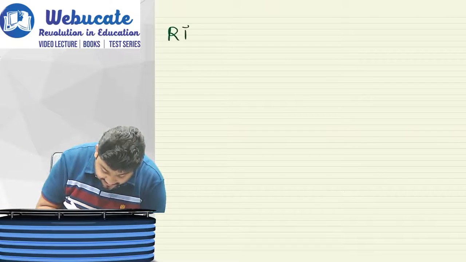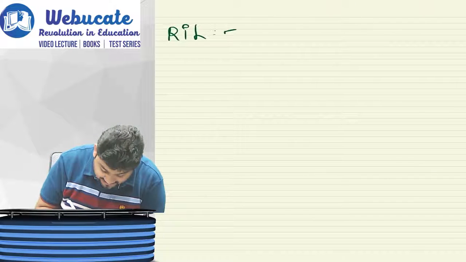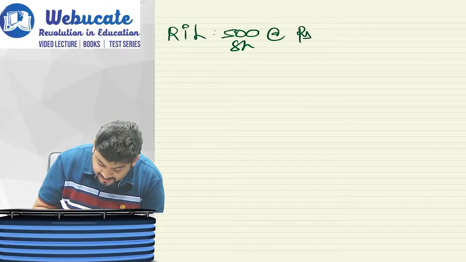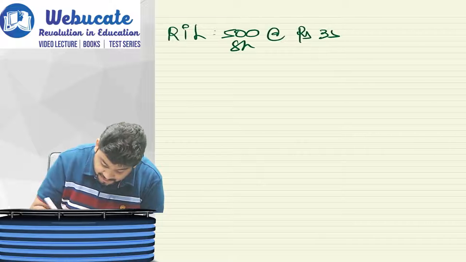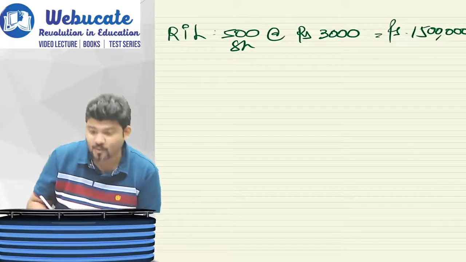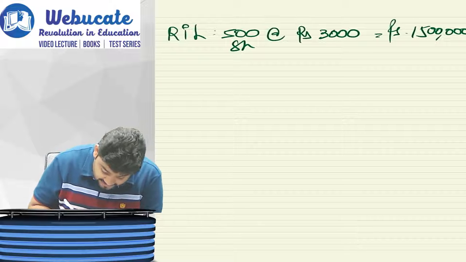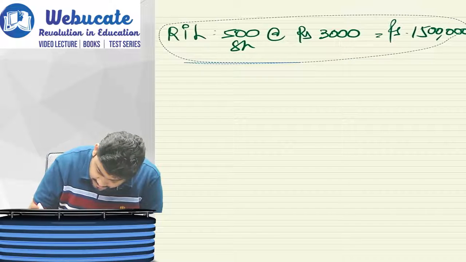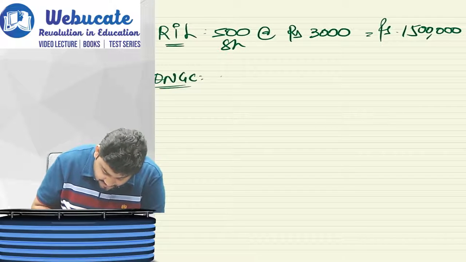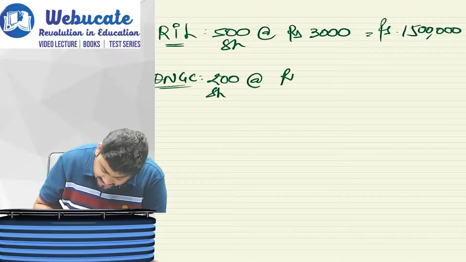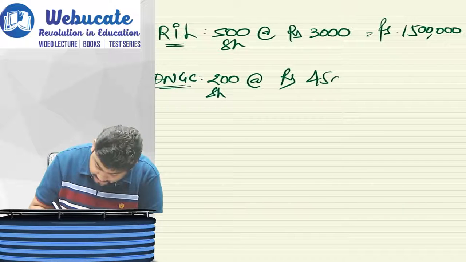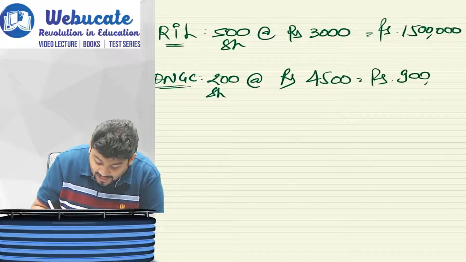Sir, how much? So I will say, see, RIL, we had purchased 500 shares on 5th of December or whatever, for 2000. Now the shares are trading at 3000 rupees. So the value has become 15 lakhs. Wow. And sir, what about ONGC? Actually, ONGC, there is some issue going on. So 200 shares that we had purchased at 5000 are now trading at 4500, so equal to rupees 9 lakhs.